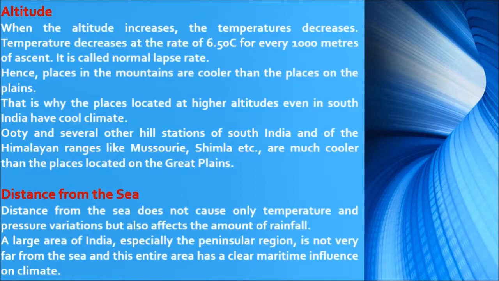But here, the distance from the sea does not cause only temperature and pressure variations. The distance from the sea causes temperature and pressure variations also, but it shows another effect too. Which effect is that? It affects the amount of rainfall. So not only the temperature and the pressure variations, they also affect the amount of rainfall.